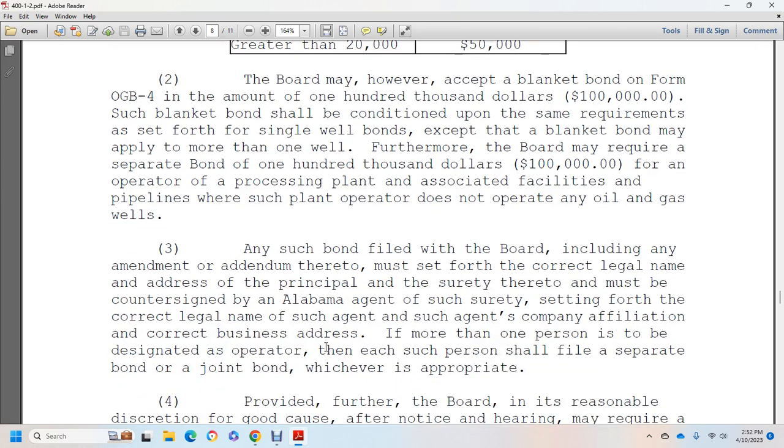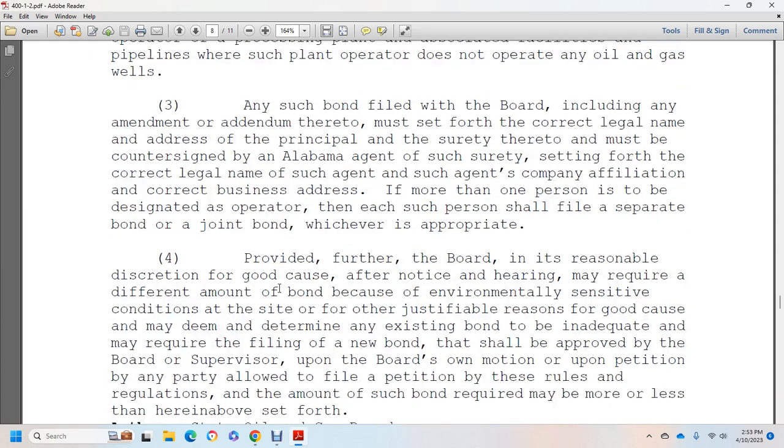Any such bond filed with the board, including any amendment or addendum thereto, shall set forth the correct legal name and address of the principal and surety thereto, and must be countersigned by the Alabama agent with such authority, setting forth the correct legal name and type of the agent, the agent's company affiliation, and correct business address. If more than one person is to be designated as the operator, each person shall file a separate bond or a joint bond, whichever the operator provides, unless the board finds it unreasonable.